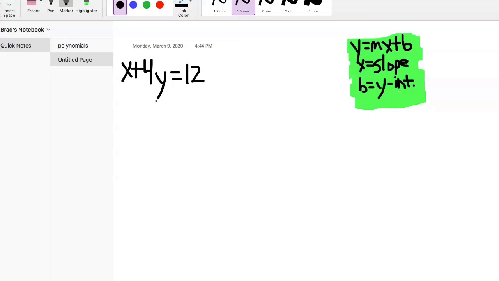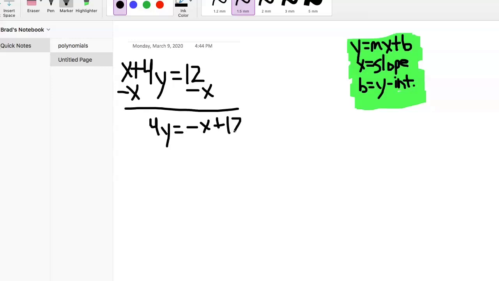We start off here with x plus 4y equals 12. We said we want it to be y equals mx plus b, so that means get this x over to the other side. Now we have 4y equals negative x plus 12. So now we're closer to mx plus b. We still have that annoying 4 in front of the y, and we're going to have to get rid of that.